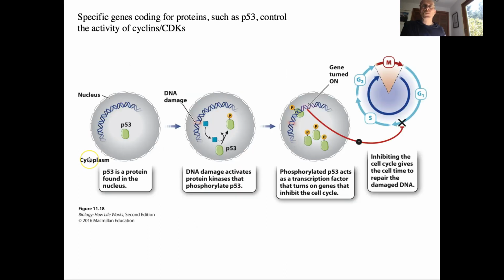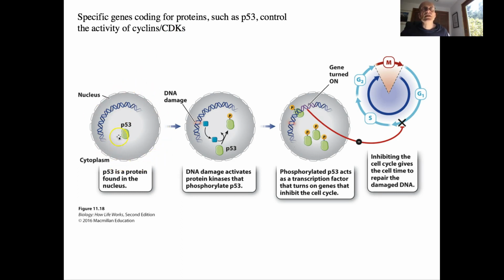So let's look at one example of how these checkpoints work. And that is using a specific gene that's called P53. It's a gene that's found in many organisms and has a very specific function. So I say here specific genes coding for proteins such as P53, the name of this protein, control the activity of cyclins and CDKs. So what do I mean?